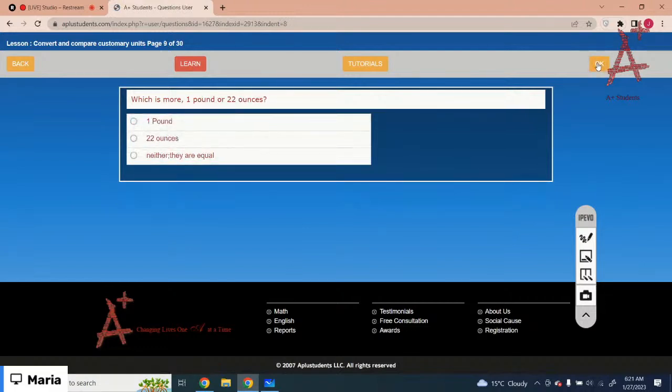Okay, which is more, 1 pound or 22 ounces? 1 pound equals 16 ounces. So 22 ounces is more than 1 pound. Got it? So the correct option is 22 ounces. Got it?